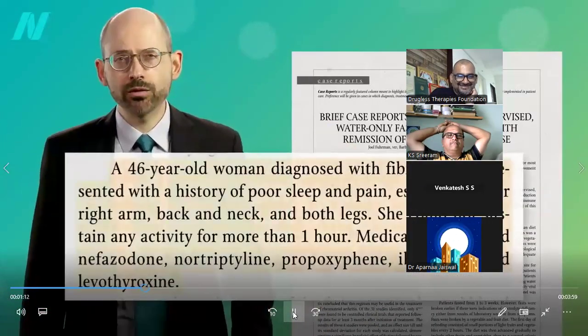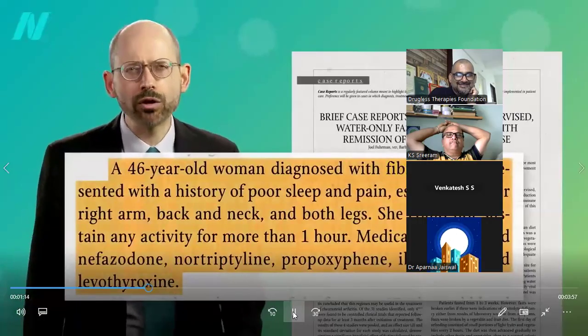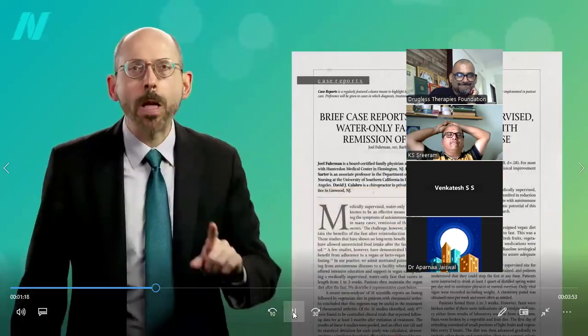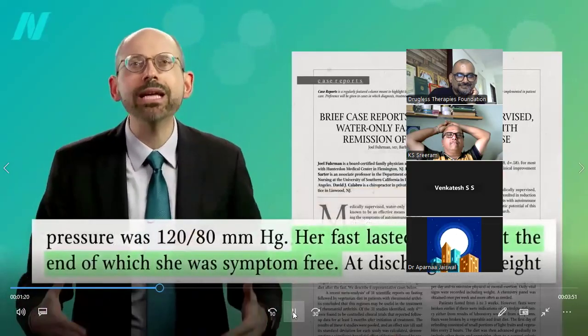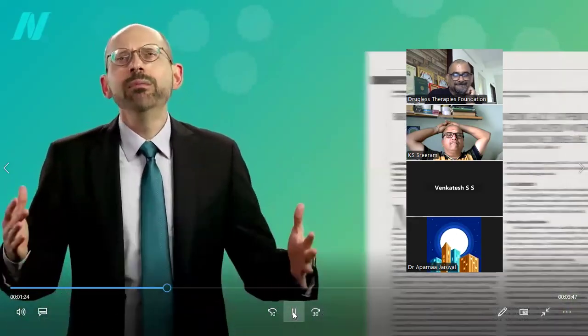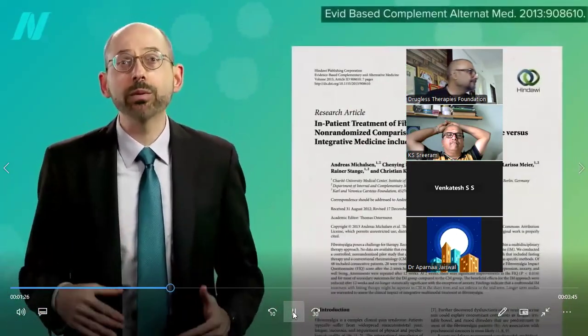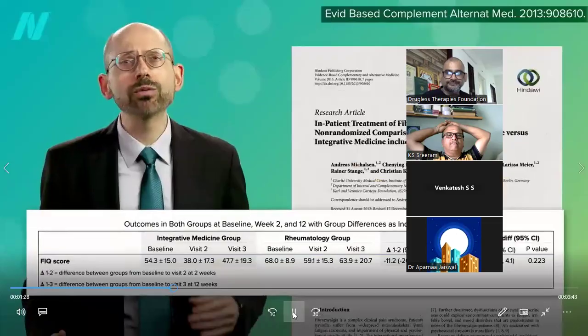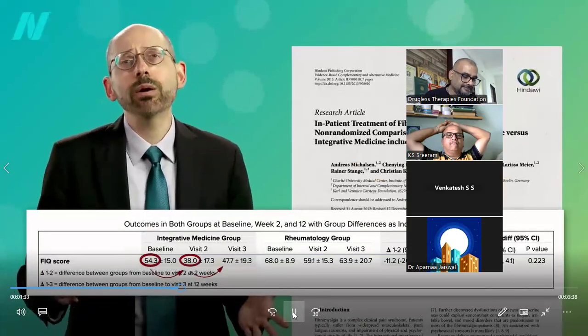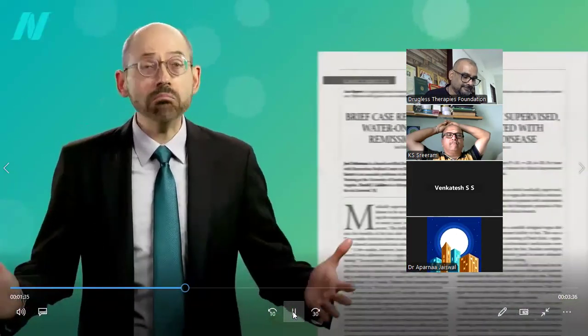A similar success story was reported with fibromyalgia. A woman with pain throughout her body couldn't sustain activity on lots of drugs, but ended up symptom-free 24 days later, and remained that way at least a month later. But when a modified fasting regimen was tried on dozens of individuals, the benefits seen at 2 weeks largely disappeared by week 12. What about lupus?